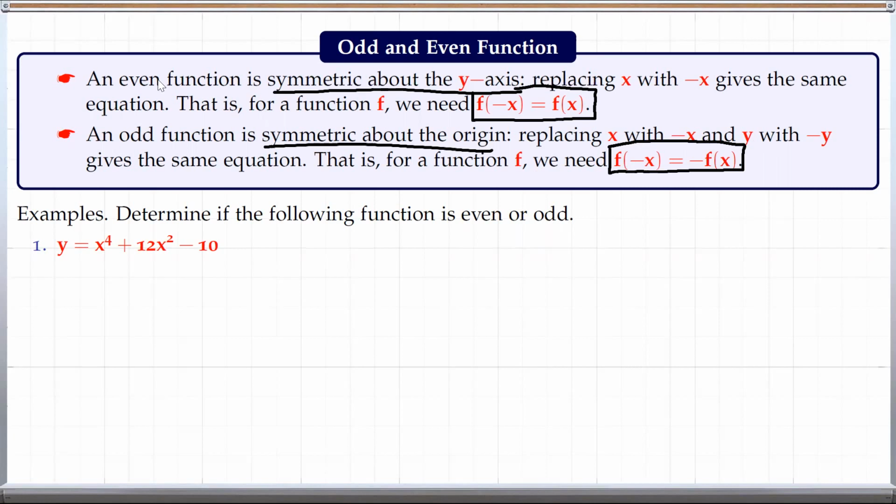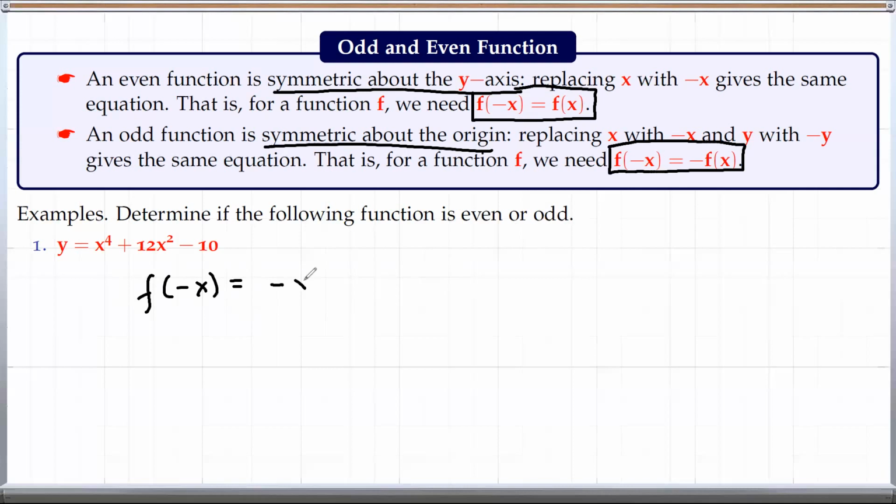Let's look at this example here. So we are given y equals x to the 4 plus 12x squared minus 10. To decide if this function is odd or even or neither, we want to start by evaluating f of negative x. If f of negative x comes out to be f of x, then it is even. If f of negative x comes out to be negative f of x, then it is odd.